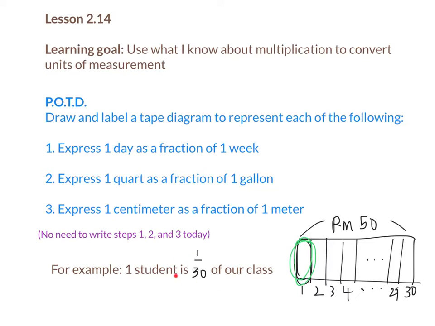Well, it's 1 out of 30, because how many kids do we have all together? 30. So in my tape diagram, I drew that the whole piece of tape is room 30, and I divided it into 30 equal size sections because there's 30 students. And one of those sections, one student, is 1 out of how many sections altogether? 30. So what fraction is one student out of our whole class? 1/30th of our whole class.